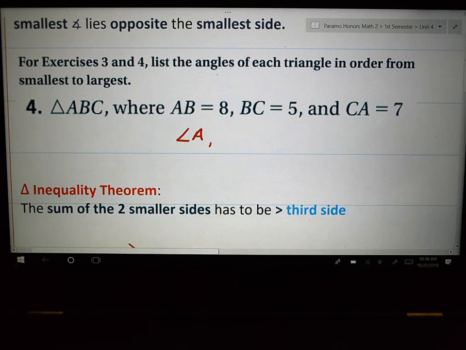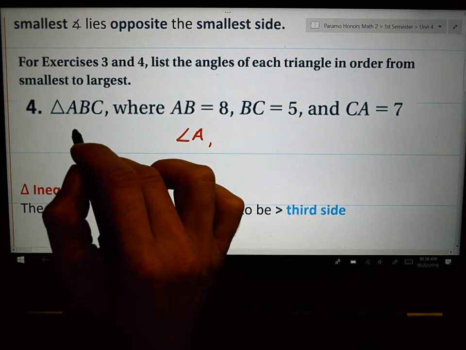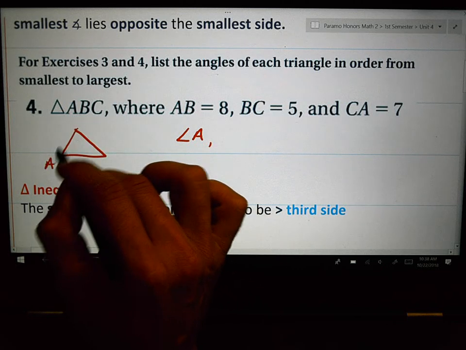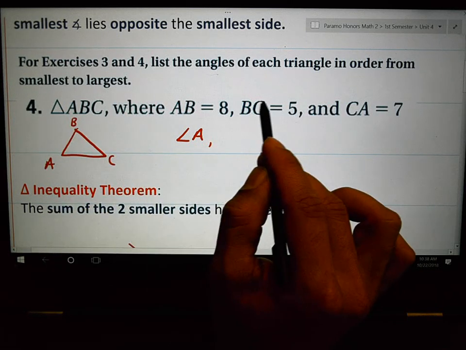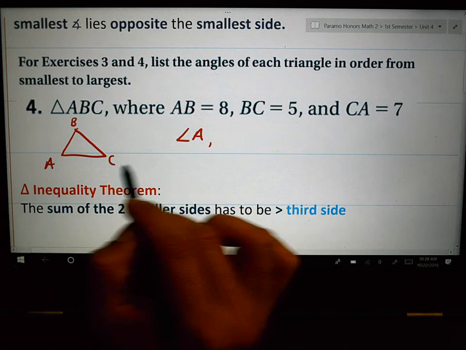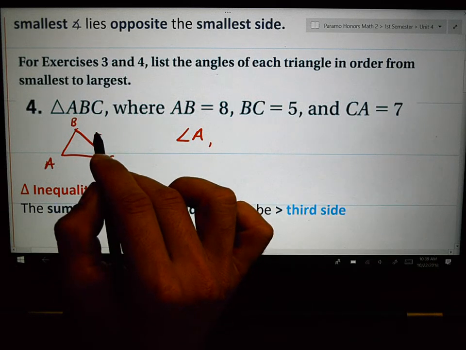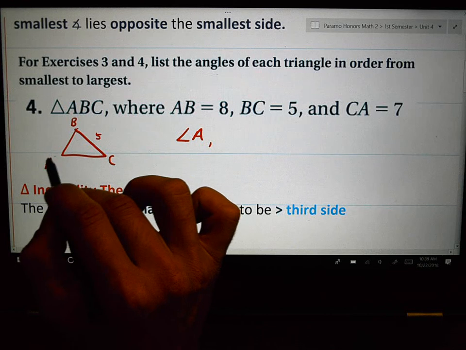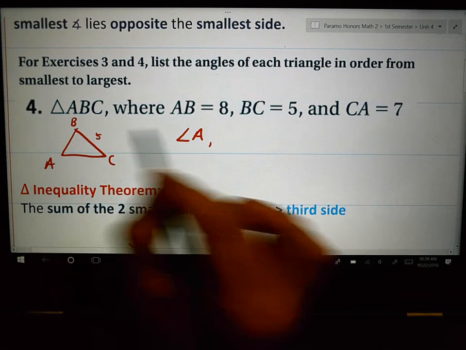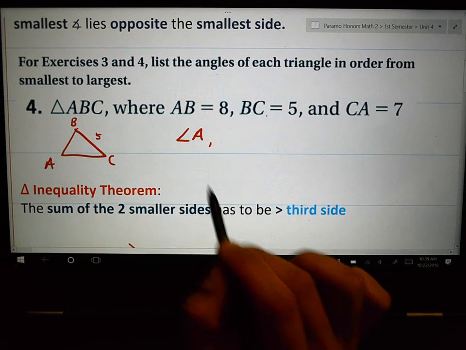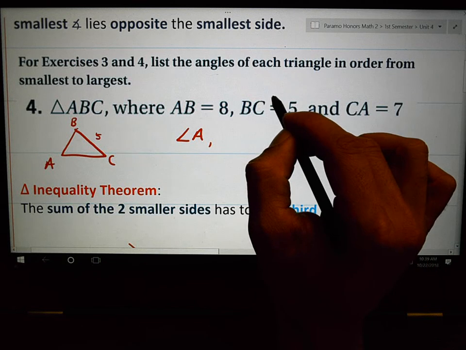Angle A. For those of you who do not see this, what you could do is draw the triangle ABC, and think that BC is the length of 5 units. So what's across from BC will be the only angle that's not being used at that point in time. It's angle A. That's your smallest.